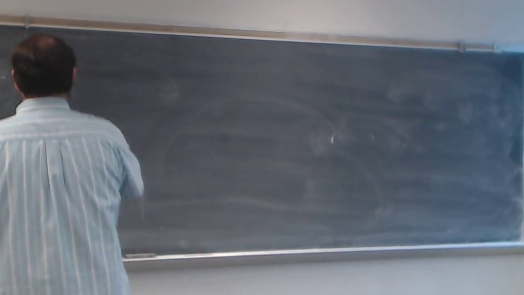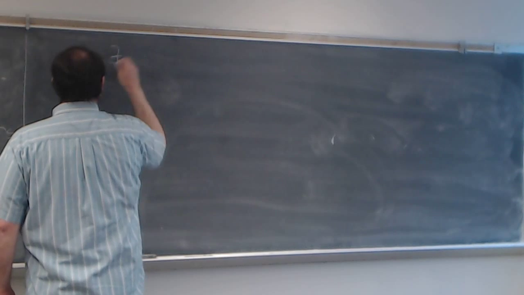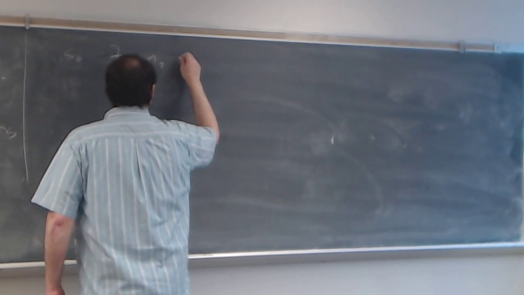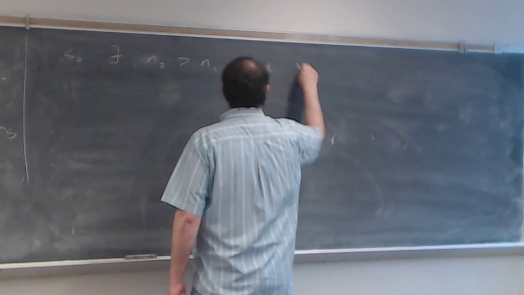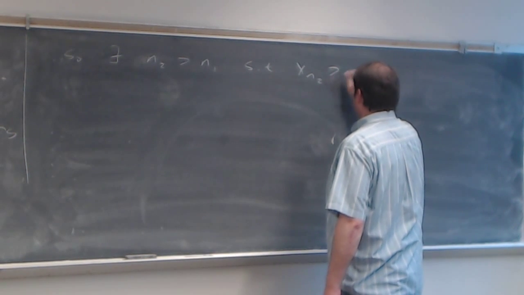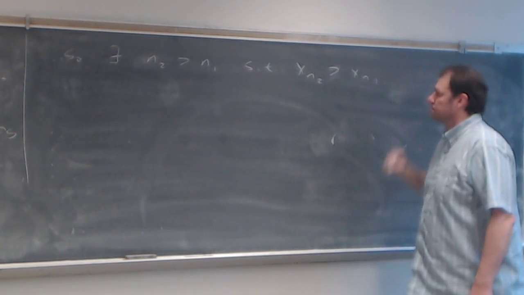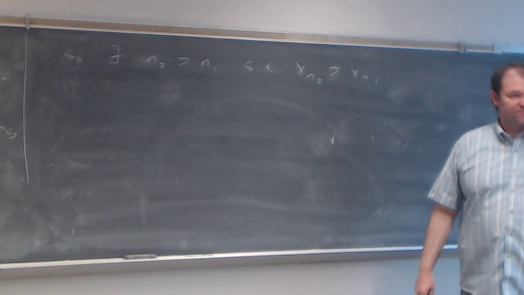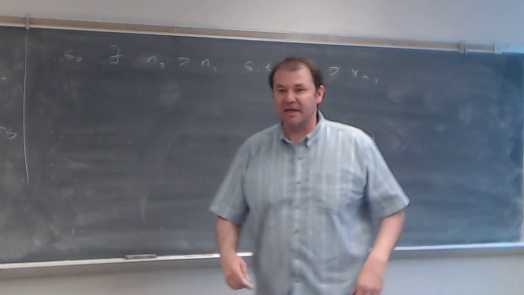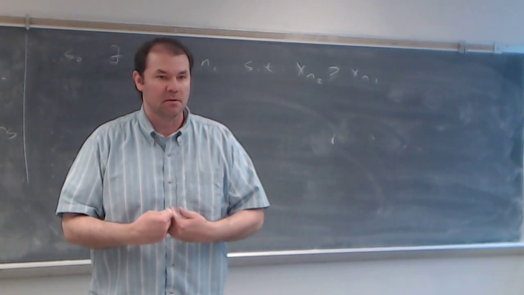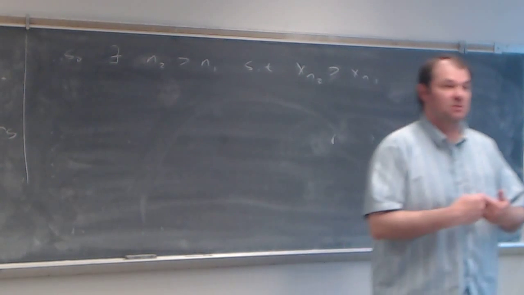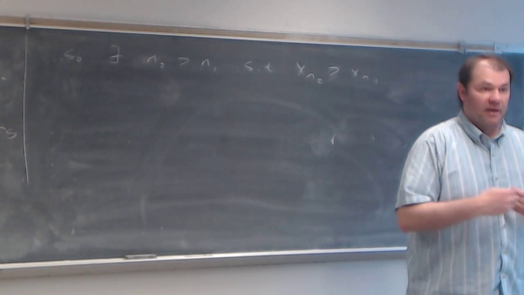So there exists an n sub 2, bigger than n sub 1, such that x sub n sub 2 is bigger than x sub n sub 1. That was further in the sequence. Here's x sub m sub R, the last peak. Over here is x sub n sub 1, the next number. Now we found something to the right of it, x sub n sub 2, and it's bigger than x sub n sub 1.